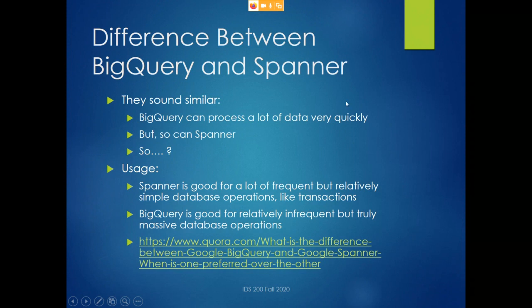BigQuery, on the other hand, is good for relatively infrequent operations, right? You're not going to be running hundreds of queries like this per second like you might for transactions in a busy system. But each of those actions could be a truly massive database operation. So that's what they're for. If your operations are small and simple, they belong on Spanner. If your operations are great, big, complicated things involving huge database tables, yeah, take it to BigQuery.